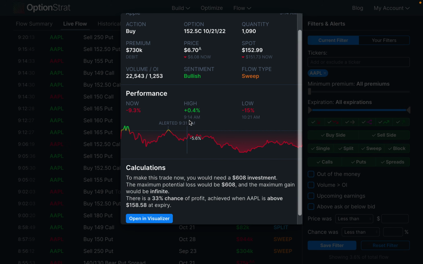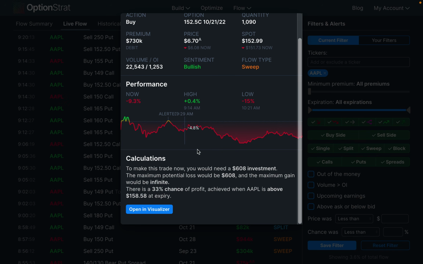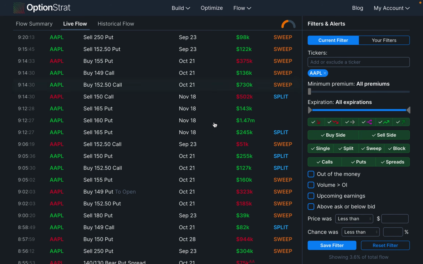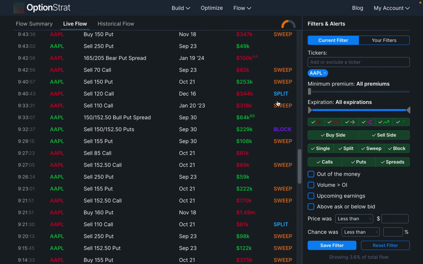And it actually also tells us the times, right? So at 9:14 was when they were at their high. 10:21 was when they were at their low. The lowest that it got to was they were down 15%. Right now they're down 9.3%, right? And you can actually also open this in Visualizer if you want to see this trade as well, but I'm not going to do that here. So again, it does allow you to see and view more information on these trades that you guys are seeing. Right, so you can filter by ticker.